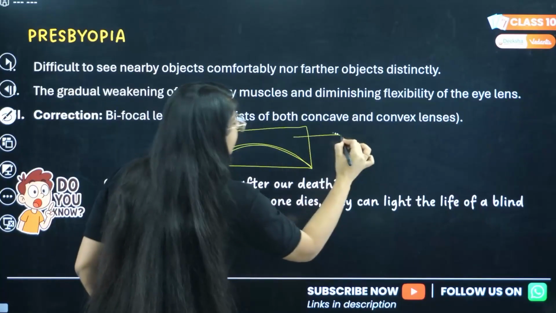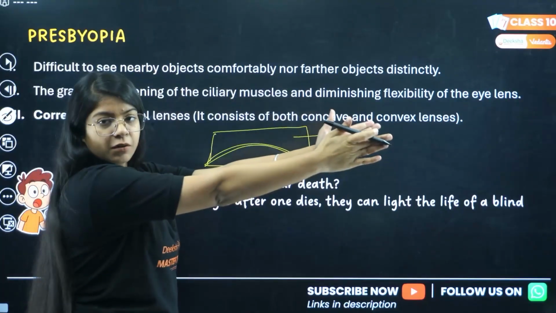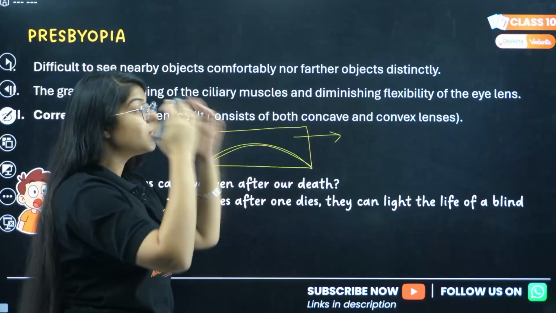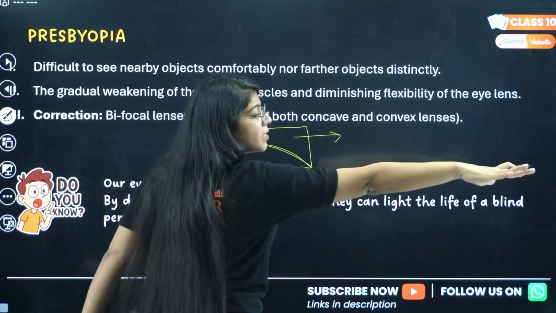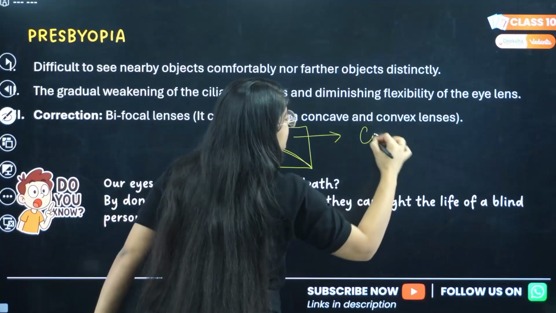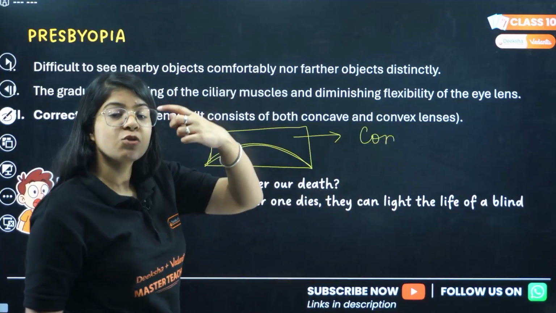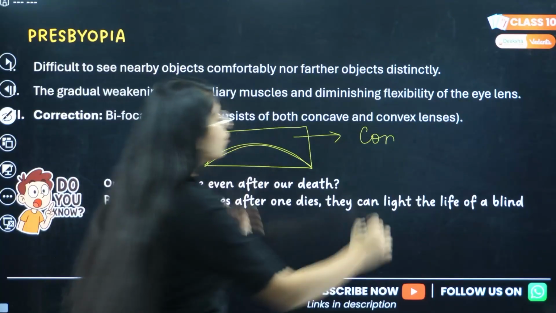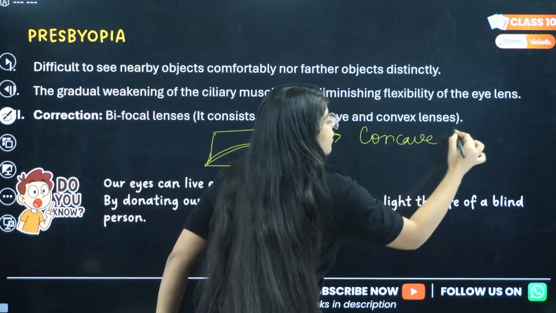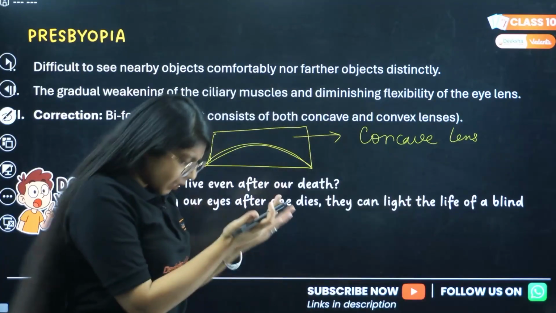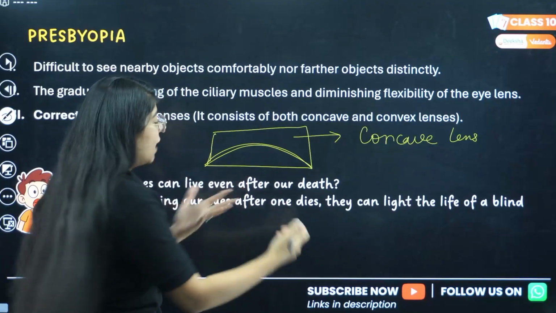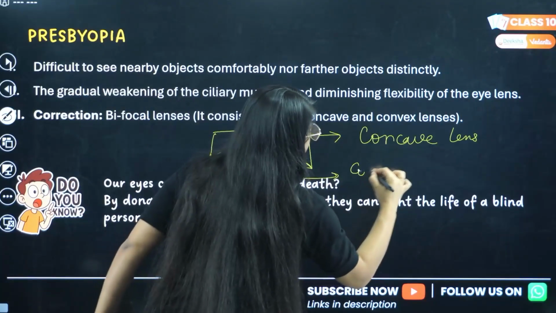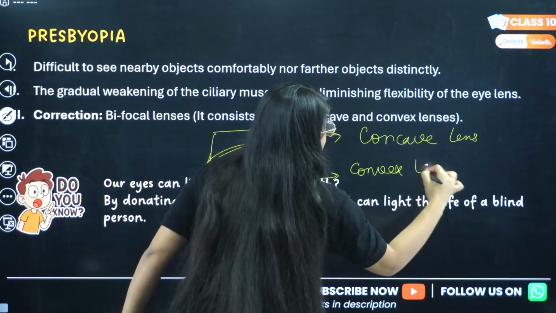So the upper part, when you see directly in front of you, you'll see from the upper part, right? The upper part is used to see distant objects clearly. That means the upper portion is used to correct myopia, and for myopia we use a concave lens. The lower part is used to read the book. So the lower part is used to correct hypermetropia, and for hypermetropia we use a convex lens.